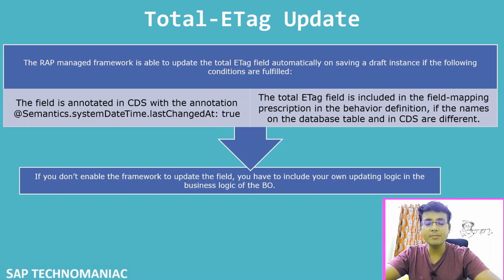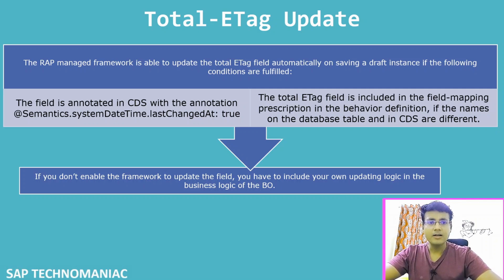Suppose you have renamed that particular field in your behavior definition, so you have to do the mapping of that particular field also in your behavior definition, like we are doing for the other fields as well. So these are the things we have to make sure. In that case, the framework will automatically update your Total ETag field, and each time it will change whenever we are converting our draft data to the active data.